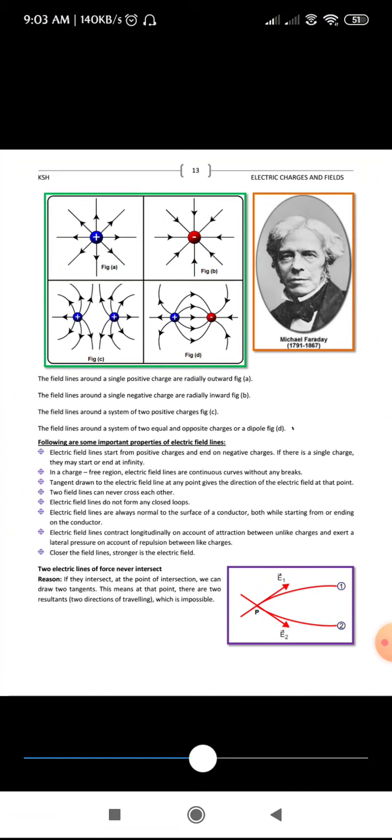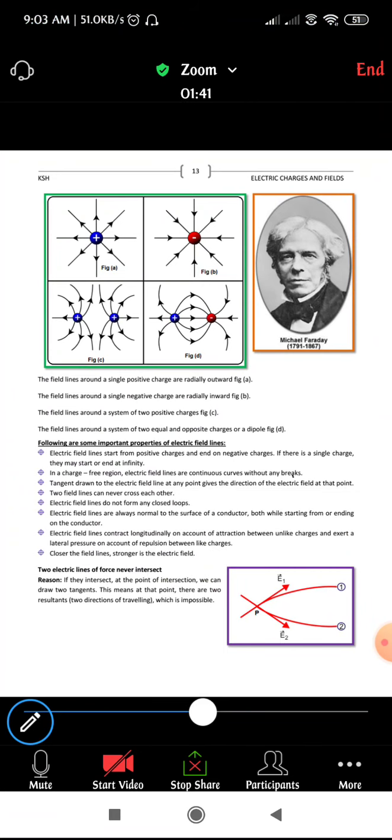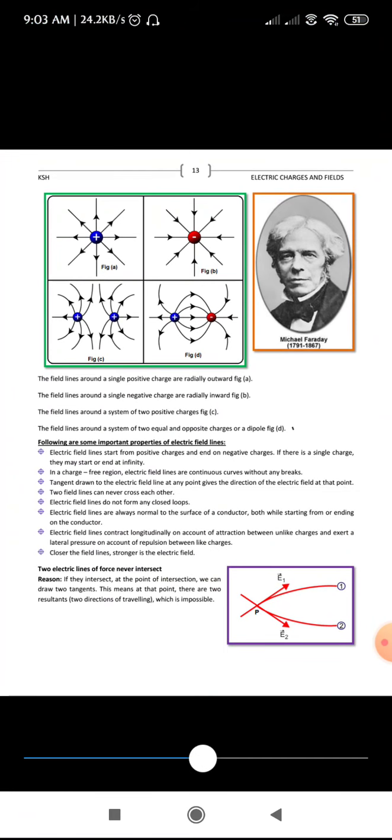In the last class, we went over the properties of electric field lines, right? So we shall have a recap of that, the recap of last class. As you know, the electric field lines always start from positive and end at negative. In case there is a single charge, it starts at positive and ends at infinity.